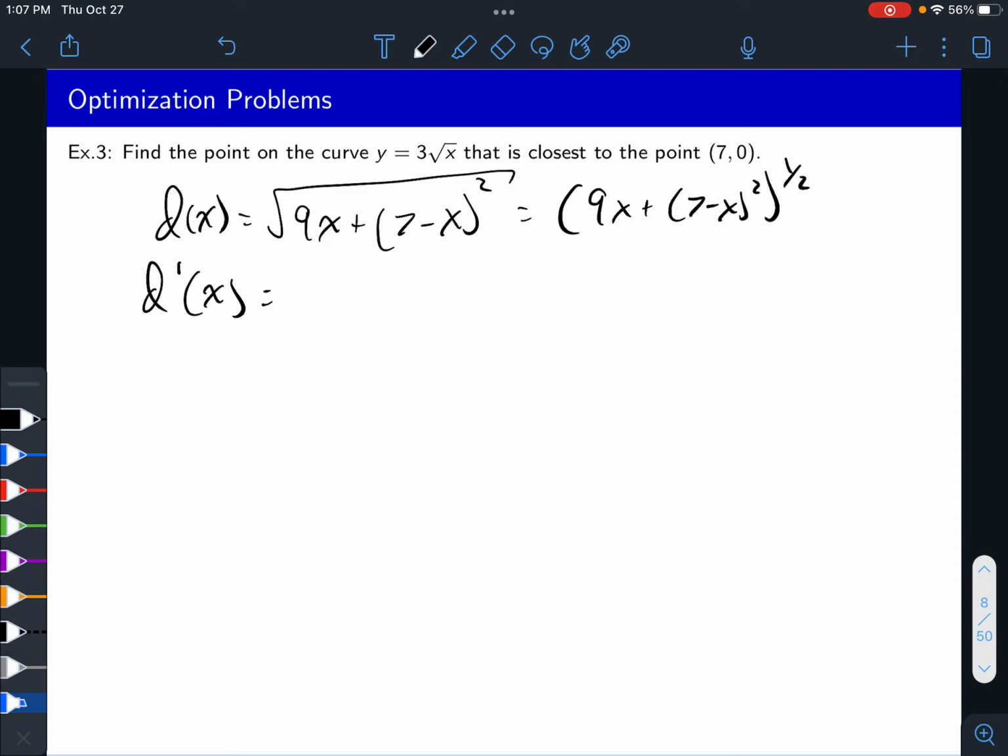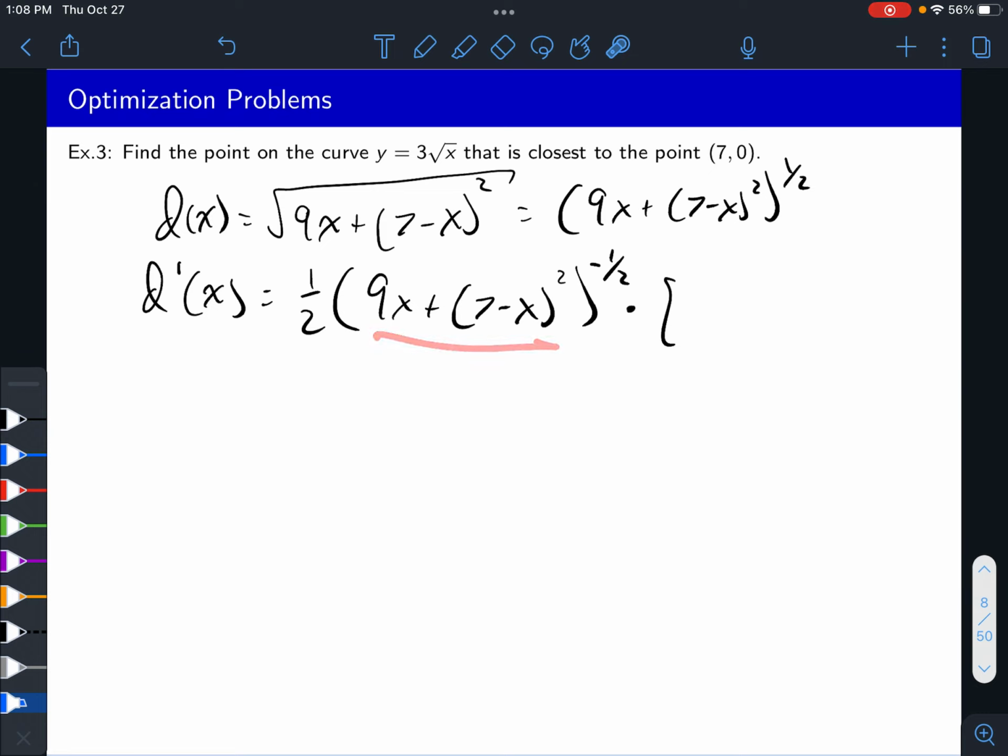So d prime of x, the derivative of something to the 1/2 power, is going to be 1/2 of that something to the 1/2 minus 1 power, so negative 1/2 power, and then times the derivative of this inside function. The derivative of 9x is just 9. The derivative of 7 minus x squared is what? Well, this is something squared, so the derivative of something squared is just 2 times that something, times the derivative of the something, which is just negative 1.